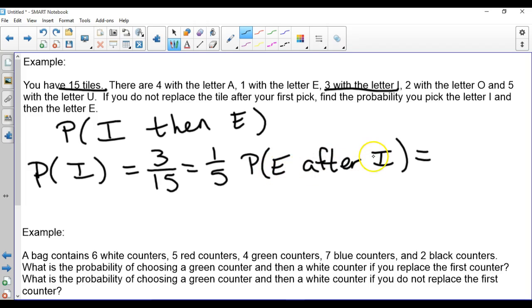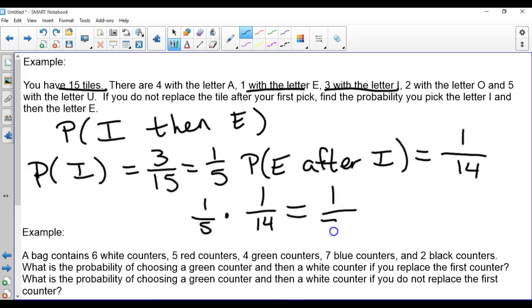So then probability of E after you've picked an I. If you've picked a tile and you don't replace it, now the total is 14. There are only 14 tiles left total, and there's only 1 with the letter E. So you have a 1 out of 14 chance of picking E. So probability of I then E, it was these two probabilities multiplied together. So 1 over 5 times 1 over 14 is 1 over 70. 5 times 14 is 70.